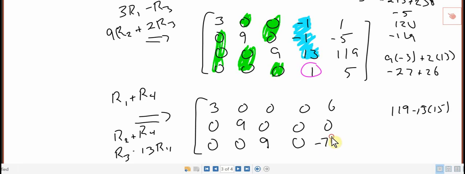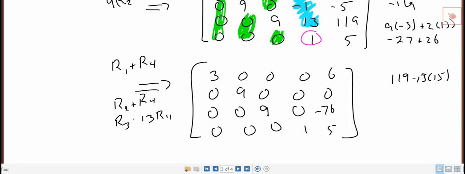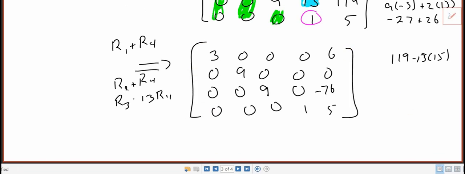Come up with a negative 76. And then row 3, I'm just leaving alone. So I need to extend my little bracket there. I'm going to have 0, 0, 0, 1, 5. So I got all zeros everywhere that I want.